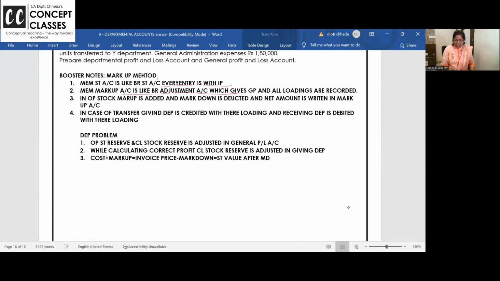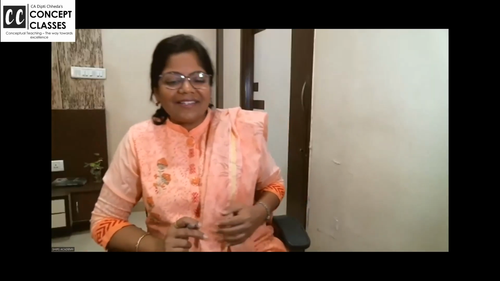In opening stock, markup is added and markdown is deducted. In case of transfer, giving department is crediting with their own loading and receiving department will debit with their own loading. In departmental account, opening stock and closing stock reserves are adjusted in general P&L account. While calculating correct profit, closing stock reserve is always adjusted in the giving department. Yes or no? Cost plus markup is invoice price minus markdown is stock. ये सब आपके लिए just एक brief note मैंने आपको बताया, right?